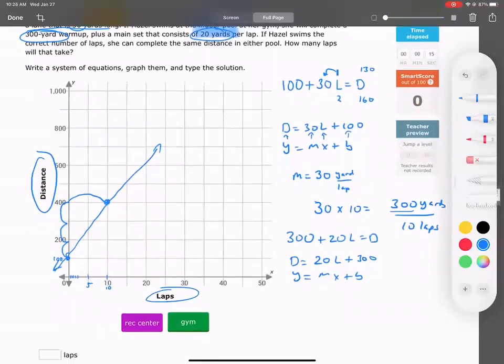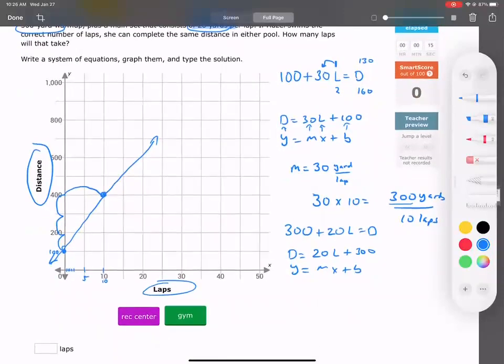Right, and this idea here, we're being flexible. We're making sure we understand the ideas, not just memorizing the variables. Our y is our distance. Our m is my slope. My x is my number of laps that's changing. And our constant, our y-intercept, is going to be 300 here. All right, so we can start at 300.